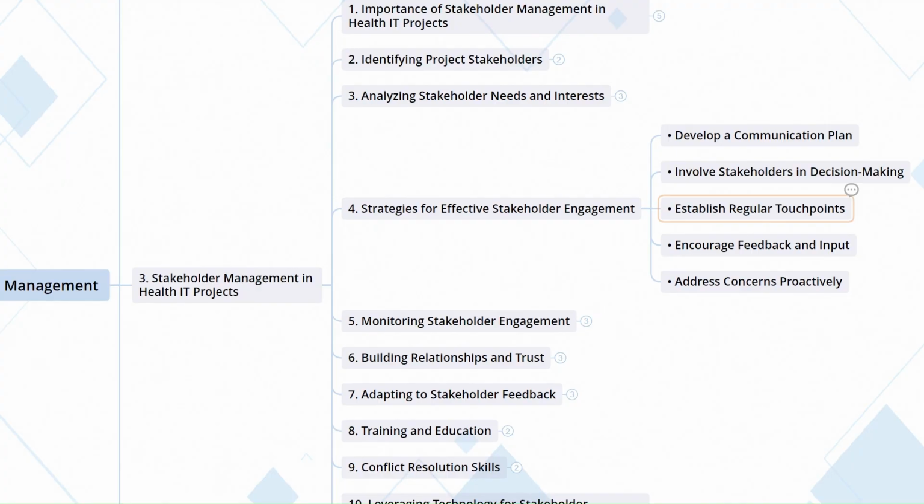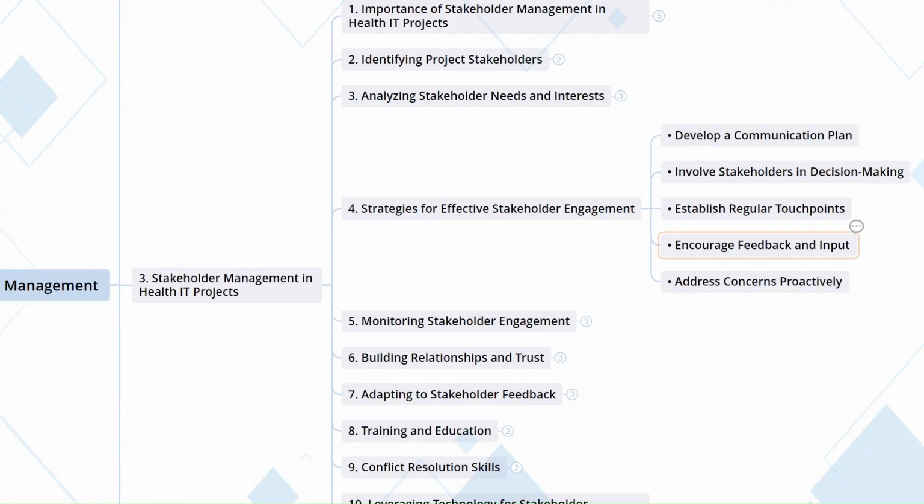Next, establishing regular touch points. Providing regular updates through meetings, email newsletters, or status reports keeps stakeholders informed and engaged. Consistent touch points help build trust and create a shared understanding of progress and challenges.